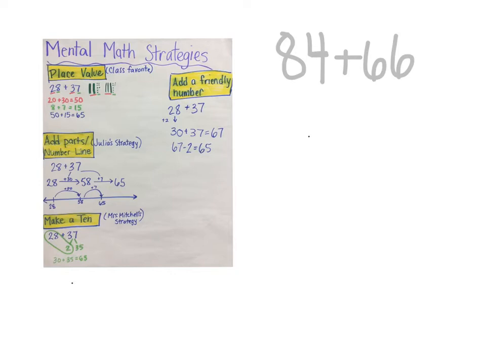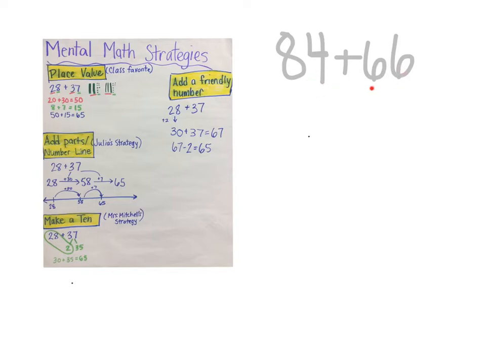I know how to make a 10. I see a 10 there, but I'm confused what I'm supposed to do with it. Oh, so you're probably trying to do this problem 84 plus 66? Yep. And you wanted to use our make a 10 strategy? Yeah, I'm seeing 6 and 4 make 10, but what do I do? Do I add it to 14? You're saying that 6 and 4 make 10?